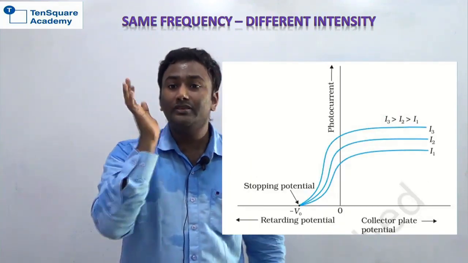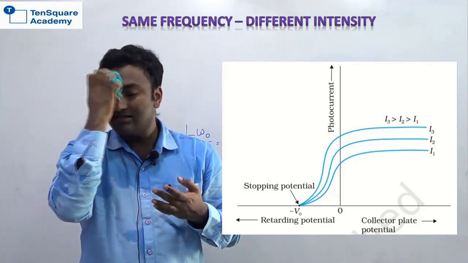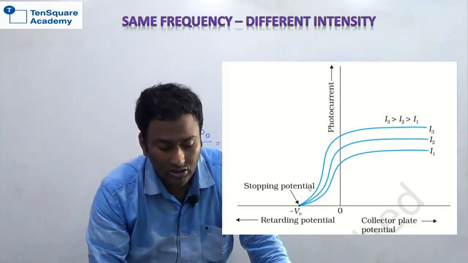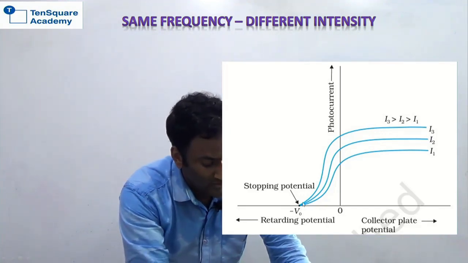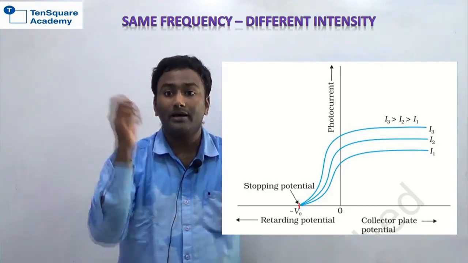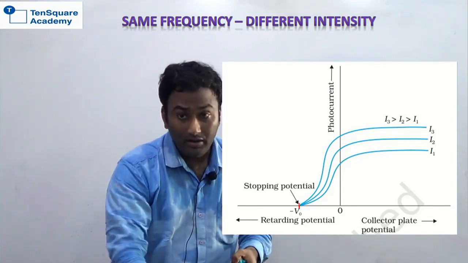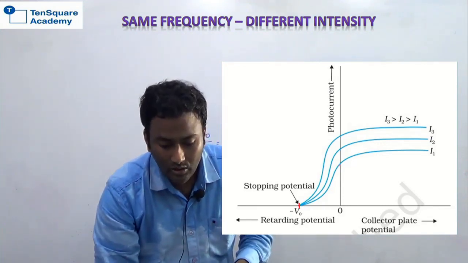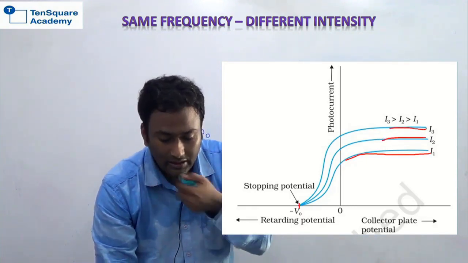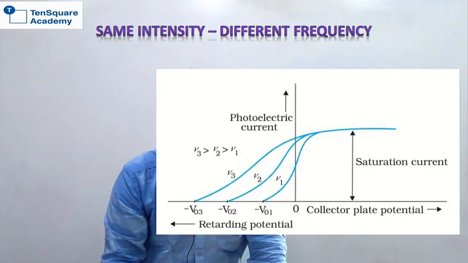In this case, after a certain stage, if we increase the intensity, the photoelectric current also will increase. This shows that if the light has the same frequency but different intensity, it does not matter what their intensity value is, they all stop at the same point. So, the stopping potential is determined by the frequency and not by the intensity. But if you observe the saturation current, after a stage the saturation current depends on the intensity. If the intensity is more, then the saturation current also will be more.